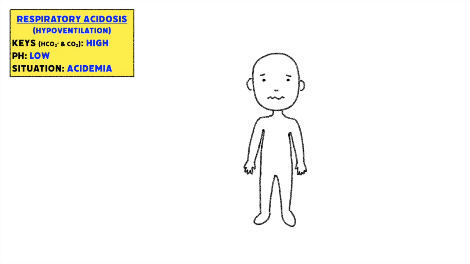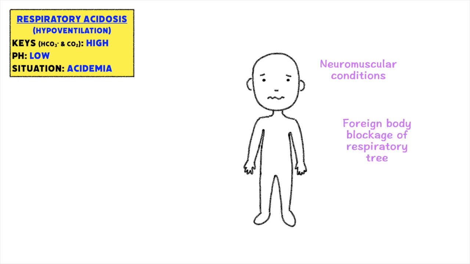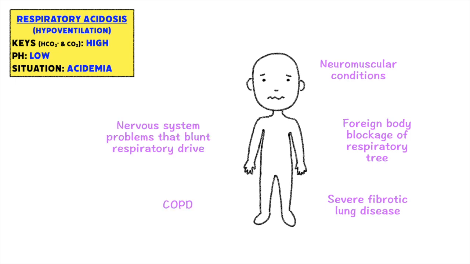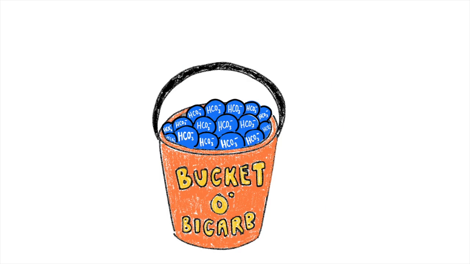Neuromuscular conditions that can weaken ventilation, a foreign body blockage of the respiratory tree, severe fibrotic lung disease, and some COPD. There are nervous system problems that blunt respiratory drive, and opiates, of course, may do the same when they arrive.